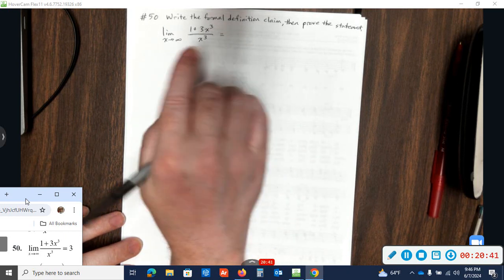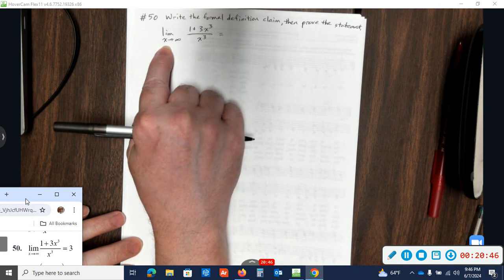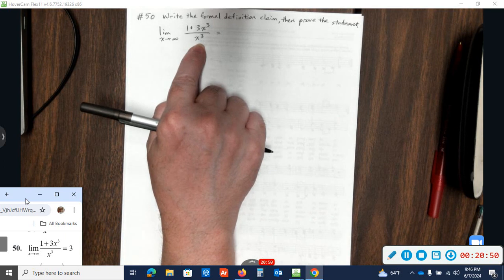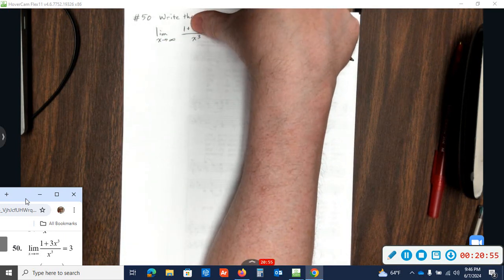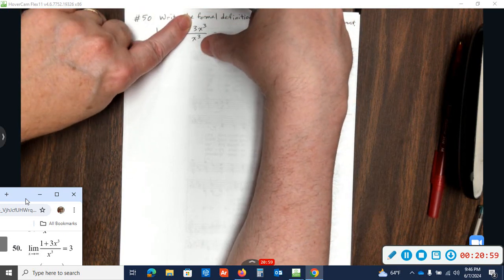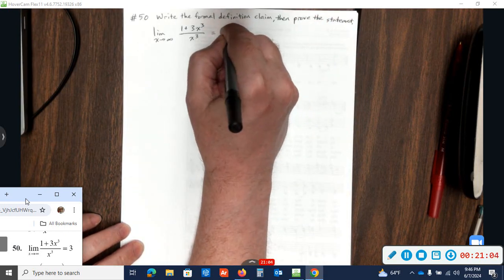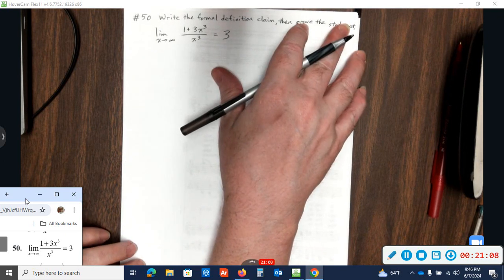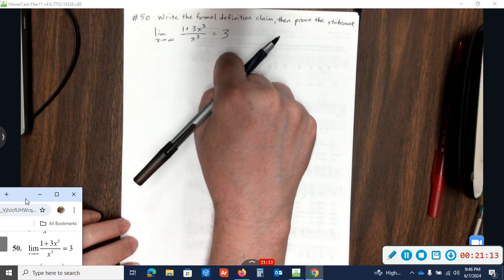I hope everyone can see this. I hope everyone can believe that if x gets big enough, 1 plus 3x cubed, if I divide that by x cubed, 1 divided by x cubed is going to be negligible, and 3x cubed divided by x cubed is just going to be 3. So this whole thing is going to get really, really close to 3. I hope that's believable and comfortable. Proving that is a little more work.